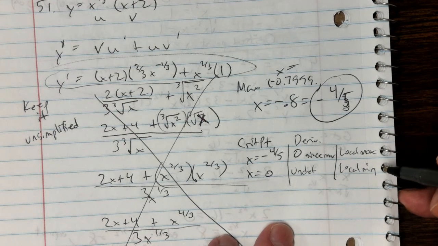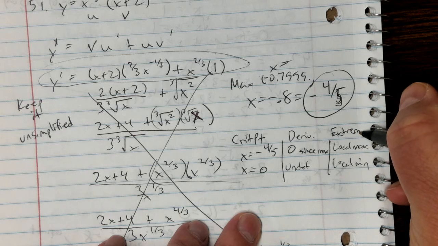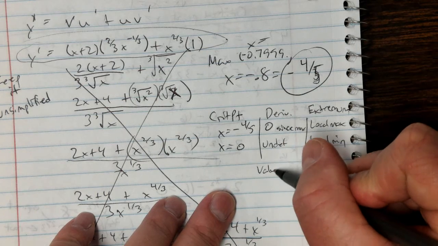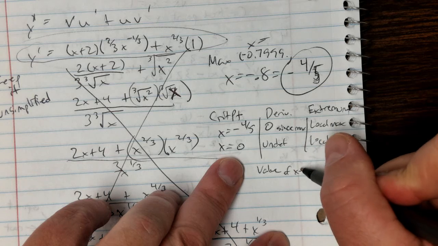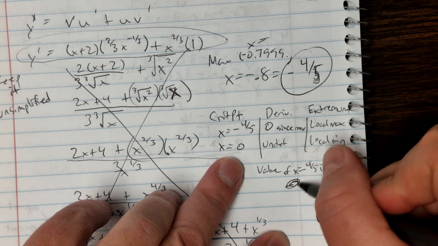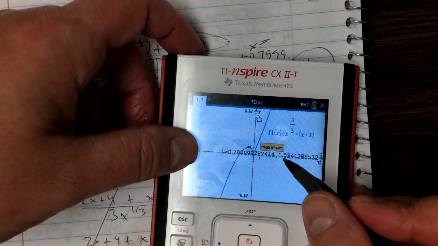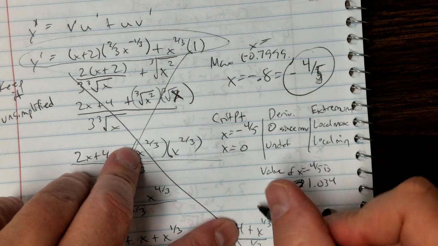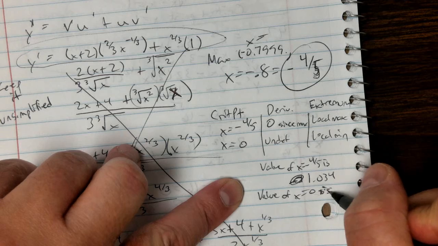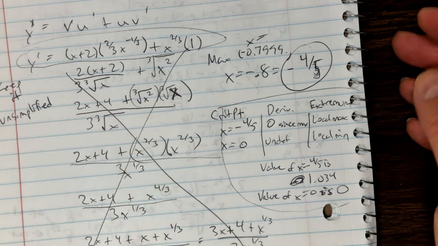Looks like they want the value also. Okay, this is the title, extreme. The value part, the value of x equal negative 4/5 is negative 1.034. We found that right there, 1.034, and the value of x equals 0 is 0. Okay, so make sure you get that information, and that's 51.